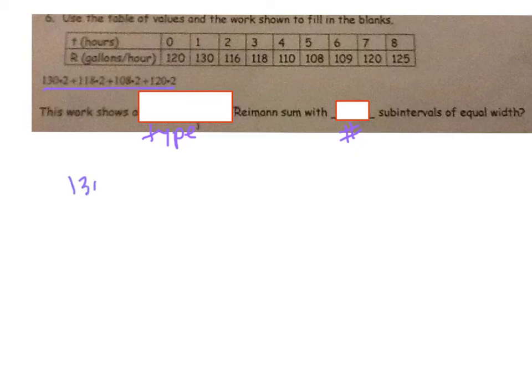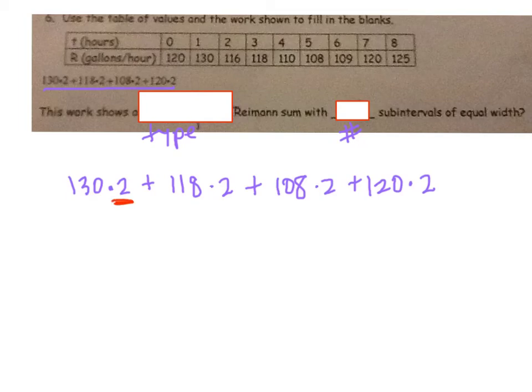I see 130 times 2. I'm just going to rewrite this down here because I want to write it bigger. 118 times 2, 108 times 2, and 120 times 2. And if you notice each time, it's times 2. Okay, first there's 2 things we want to see here. I see times 2 each time, and how many units do you see? You see 4 units. That's our answer right here, 4. 4 subintervals of equal width, the equal width being 2.